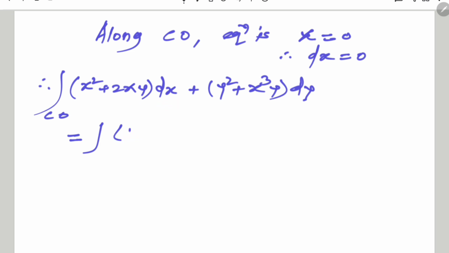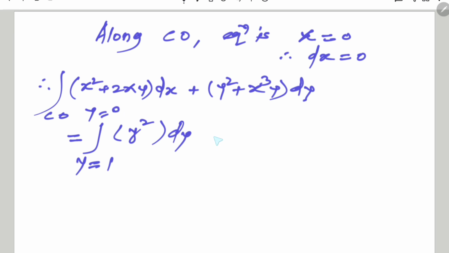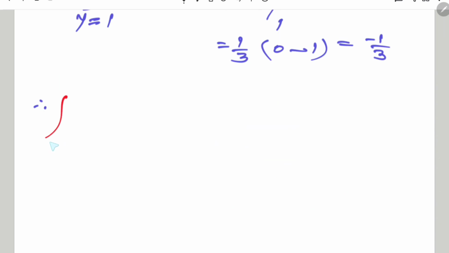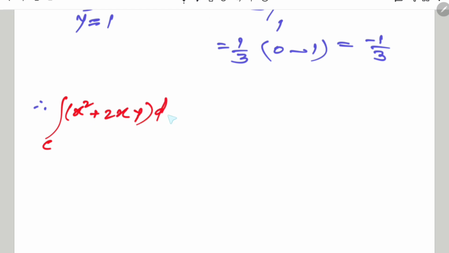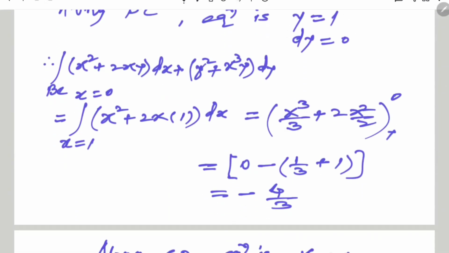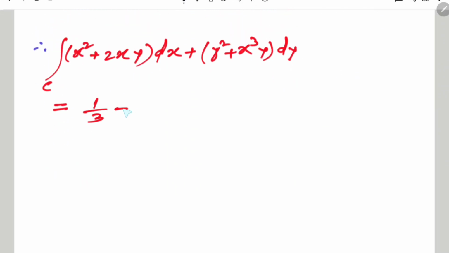Then lastly, along CO, nothing but the y-axis. Equation is x is equal to 0, dx is equal to 0. Substituting that in this integral, the first term becomes 0. We have y square into dy only, and limit from 1 to 0 as per the direction, anti-clockwise direction. Integration is y cube by 3, limit from 0 to 1. 1 by 3 minus 1 by 3, we take outside, upper limit 0, lower limit 1. Therefore, it is minus 1 by 3.